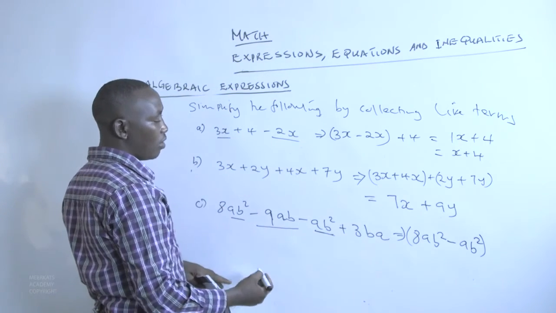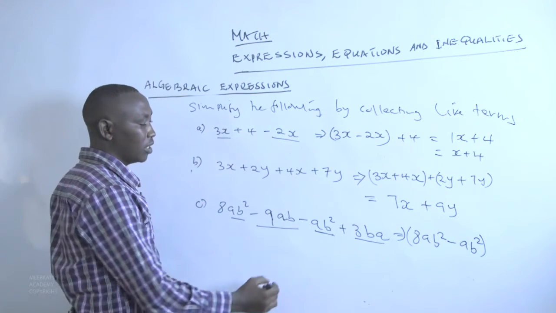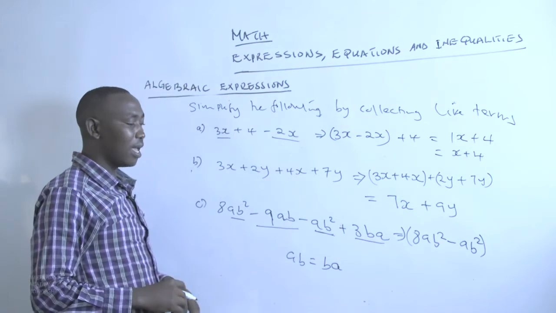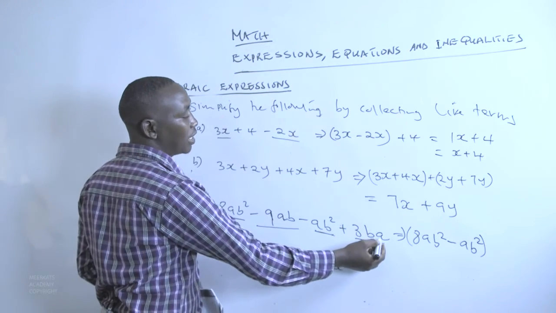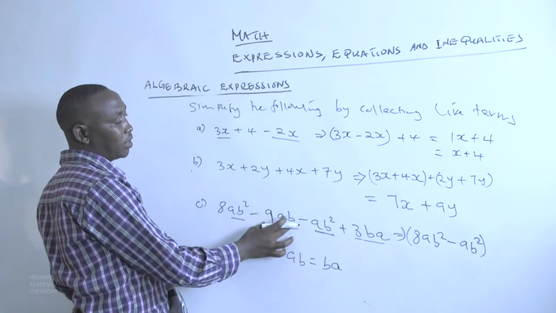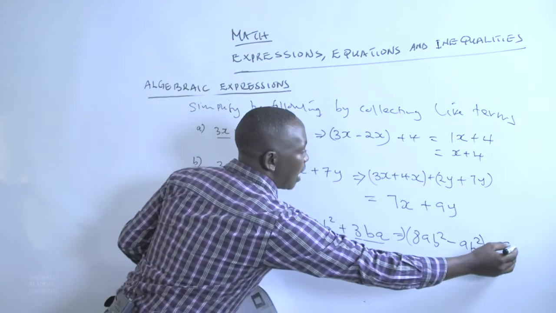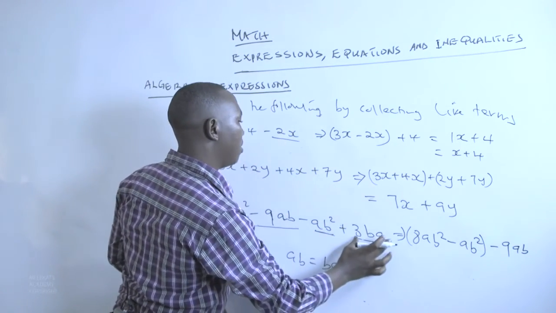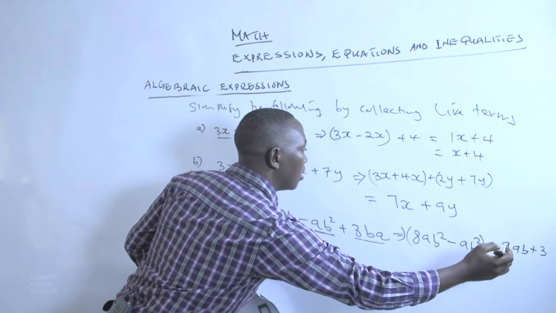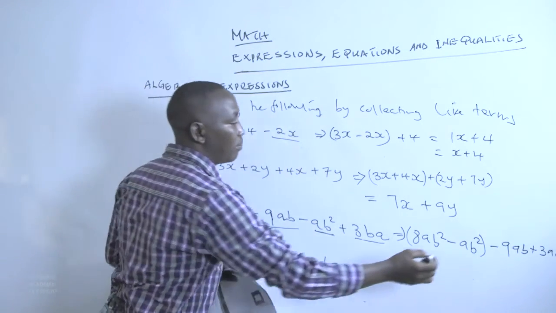Then negative 9ab and 3ba. It is important for us to note that ab is the same as ba, and therefore this one can also be written as ab, and if this is ab, then it is a like term with negative 9ab. So we shall have minus 9ab plus 3ba, which is the same as ab.